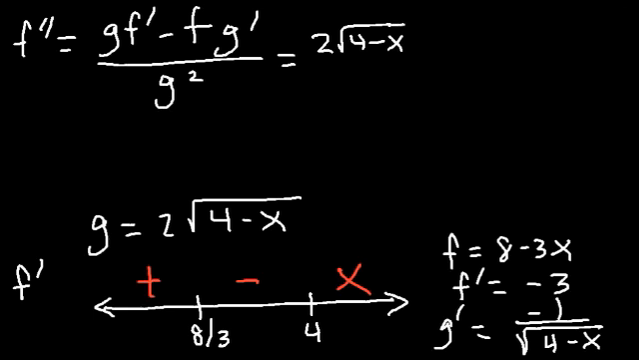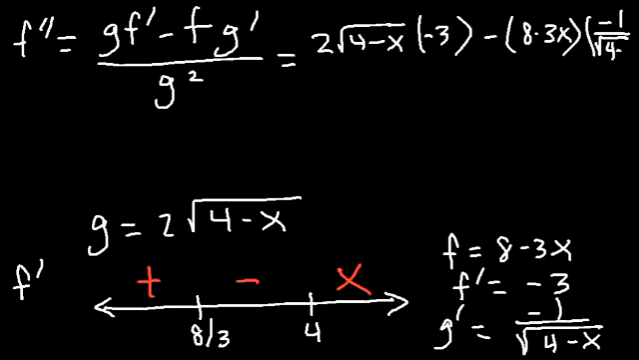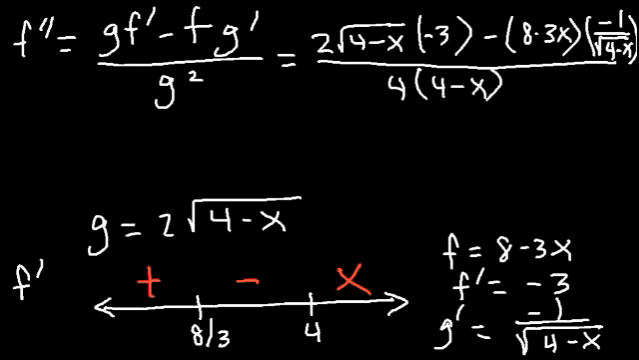F prime is 8, actually it's just negative 3. And then minus f, which is 8 minus 3x, times g prime, which is negative 1 times the square root of 4 minus x, divided by g squared, which is the square of this. 2 squared is 4, and the square of radical 4 minus x is just 4 minus x. The square of a square root is just what's on the inside.